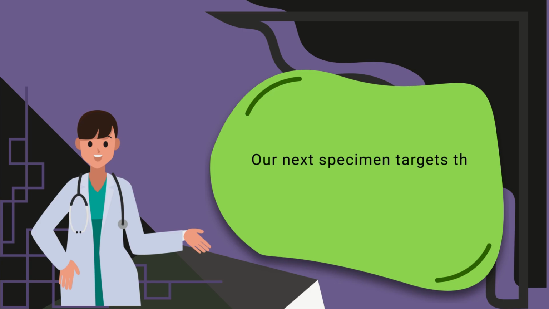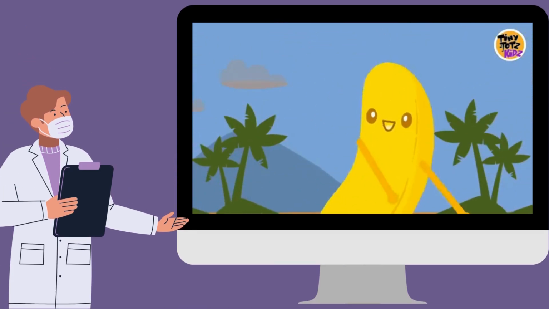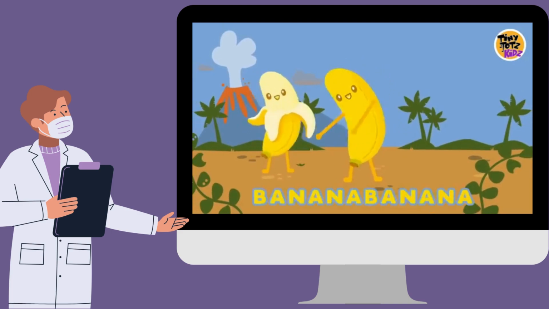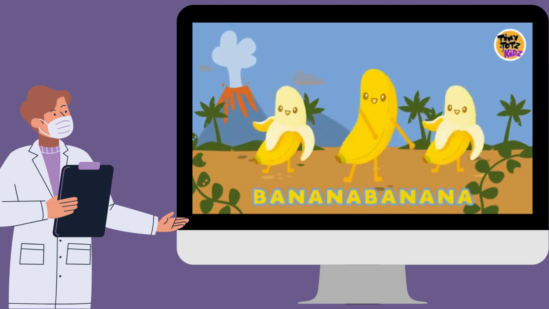Our next specimen targets the brain's decision-making prefrontal cortex. Let's observe. Bananas are the best fruit. They are packed with potassium, which helps maintain healthy heart function and muscle contraction.